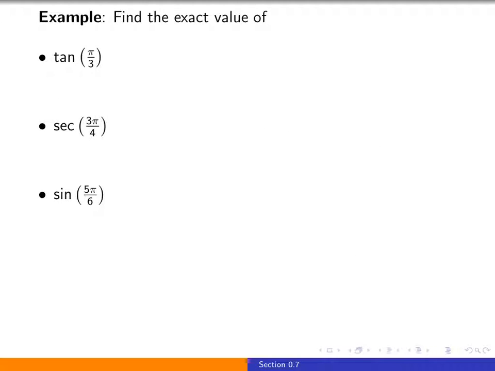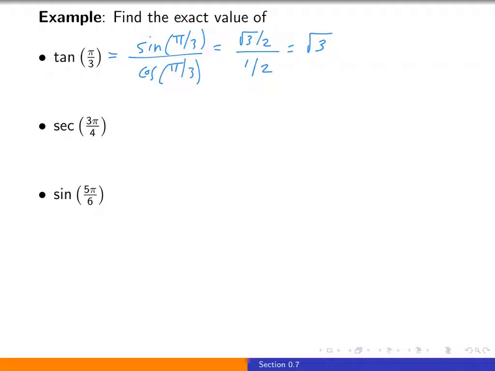So let's find the exact value of the following quantities. So first, tangent of pi over 3. Well, tangent is sine over cosine, so this would be sine of pi over 3 divided by cosine pi over 3. Sine pi over 3 is root 3 over 2, while cosine pi over 3 is 1/2, and this ratio ends up being square root of 3.